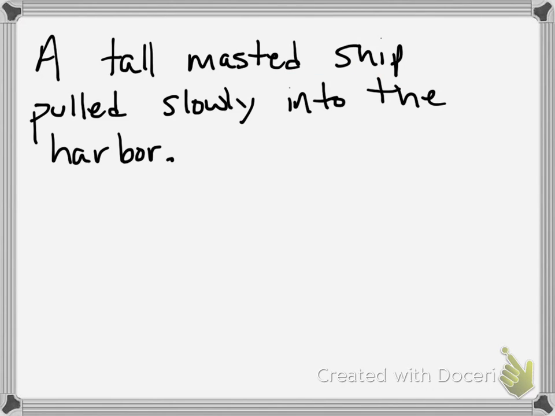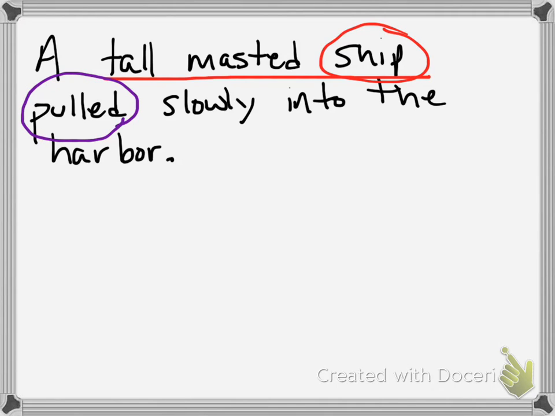Here's another one. The tall, masted ship pulled slowly into the harbor. I'll start out with the subject. This sentence is about a ship, so that is our simple subject. However, if it asked me for the complete subject, I would include that it is a tall, masted ship. Then, let's think about the predicate. So what's the action here? Pulled. That is our verb, that's our action. So the simple predicate will be the word pulled, but if it asked for the complete predicate, it would be pulled slowly into the harbor.